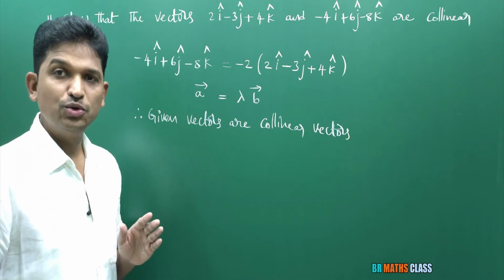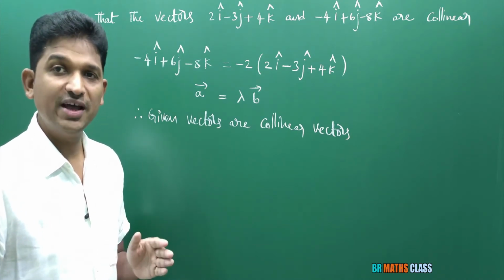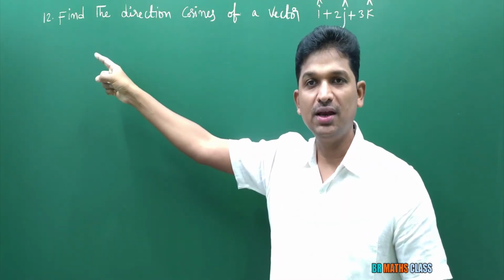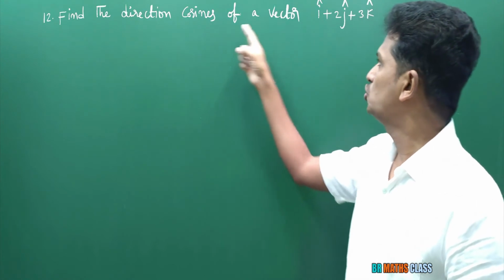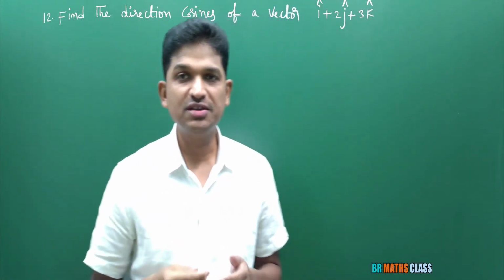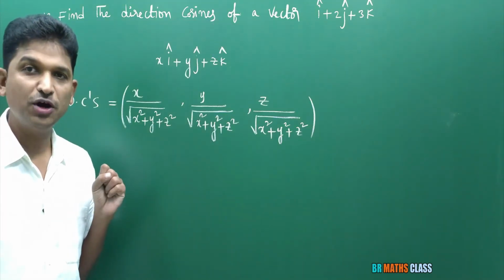Now, we are going to do another 3 problems in this class. All those 3 problems are related to direction cosines of a vector. You observe this question number 12. What to calculate? Find the direction cosines of this vector. You learn the formula for direction cosines of a vector. I'll write that formula here. You observe this. You learn this formula.